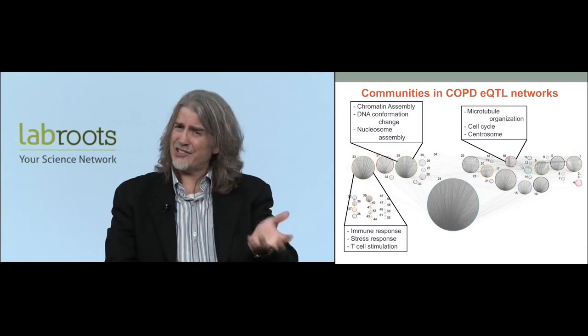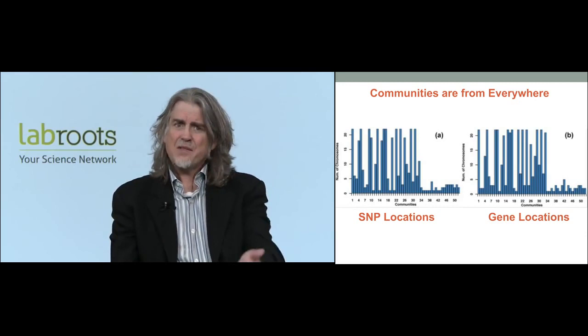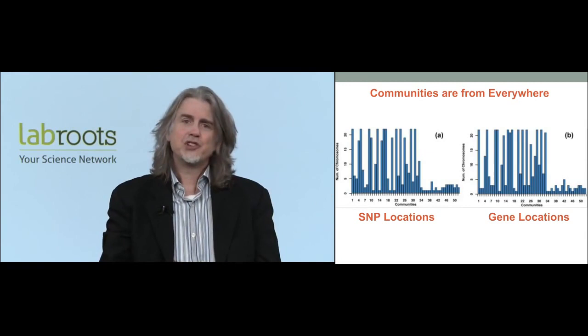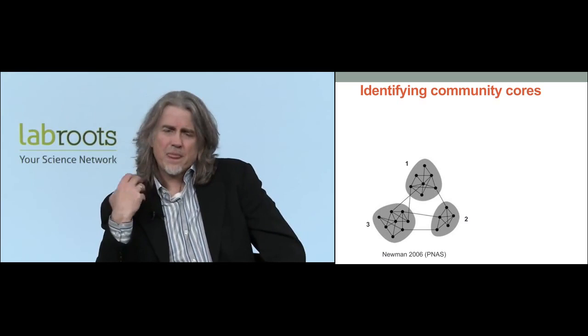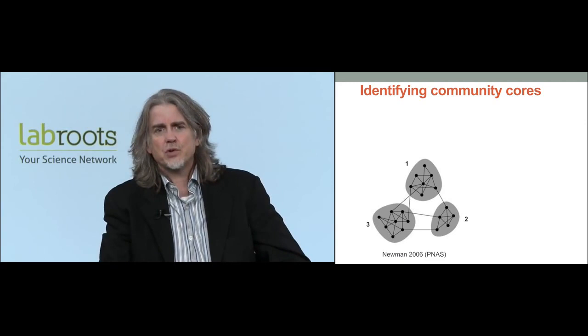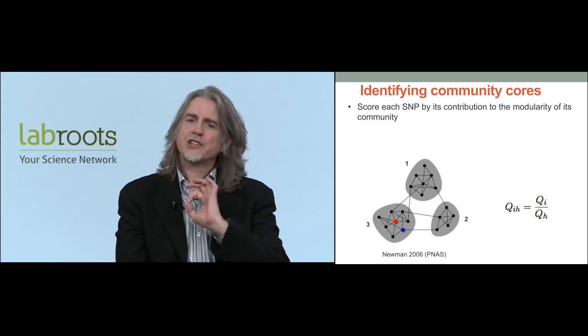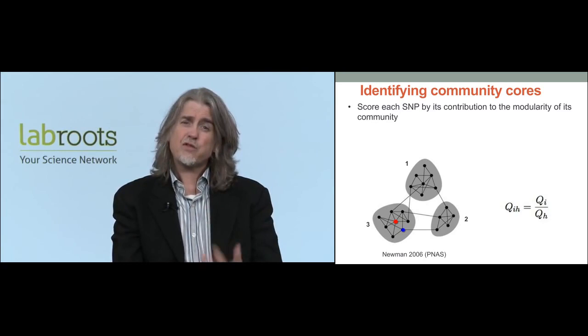So one of the questions people often ask is, are these communities based on their locations in the genome? This plot actually says no. What we really see is the communities are drawing both SNPs and genes from across the genome. So we then started to ask, well, if we look at these communities, just like we looked at global hubs before, could there be local hubs that tell us something about the structure of each individual community? And when we looked, we decided we had to define a metric. And this is a metric that John and I refer to as the core score. It's essentially a measure of how much of the modularity in each community is carried by an individual SNP. So it's the fractional modularity normalized by what we'd expect within a community.